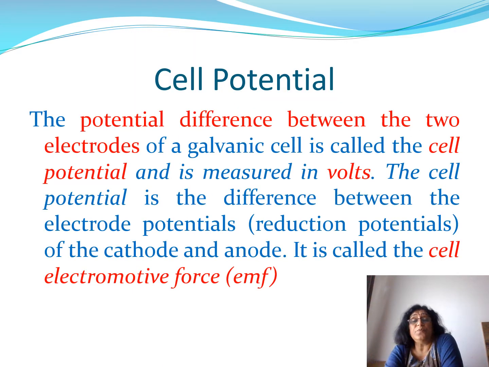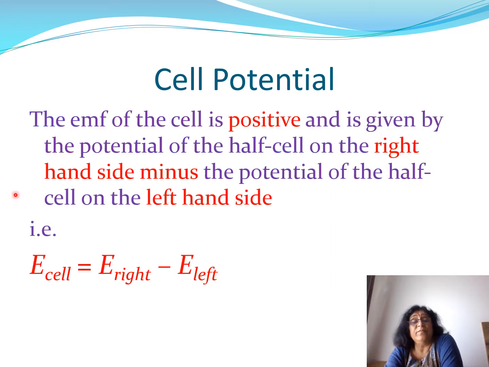Cell potential. So the potential developed between the two electrodes of a galvanic cell is called cell potential, and it is measured in volts. So cell potential is the difference between the reduction potentials of cathode and anode, and it is called the electromotive force. So what is electromotive force? It is the difference in electrode potentials. Which potentials? Reduction potentials of the cathode and anode of the cell. So my formula is what? The EMF of the cell is positive and is given by the potential of the half cell on the right minus the half cell on the left. So E cell equals E right minus E left.